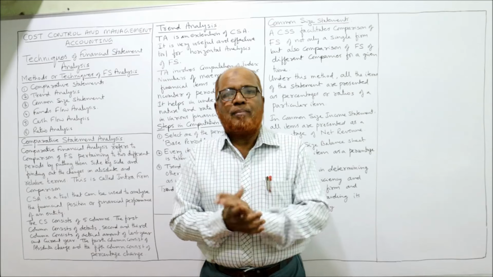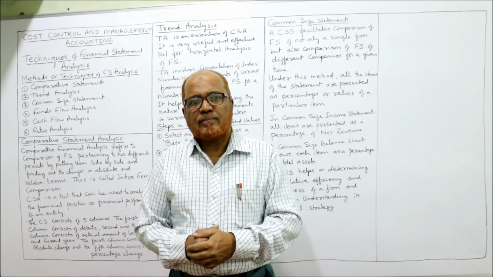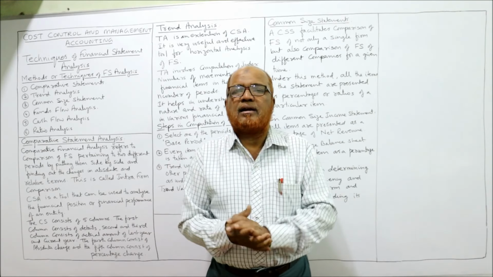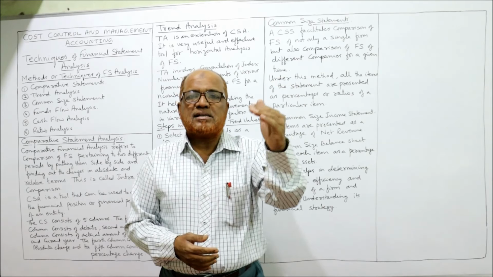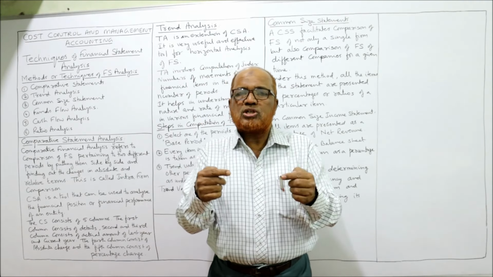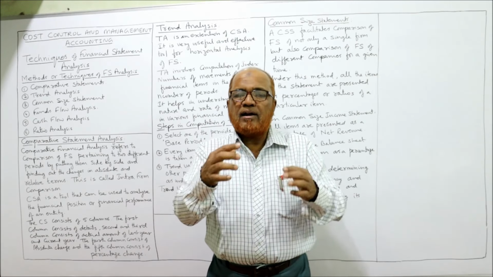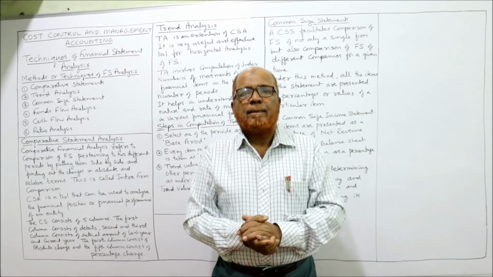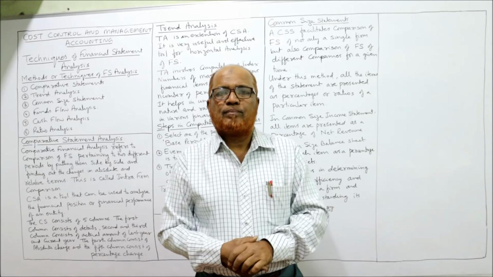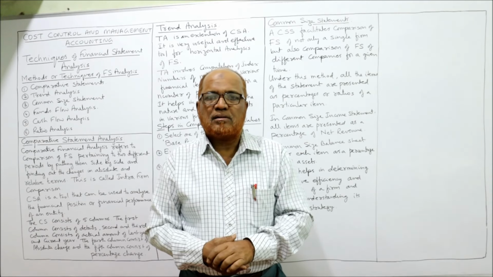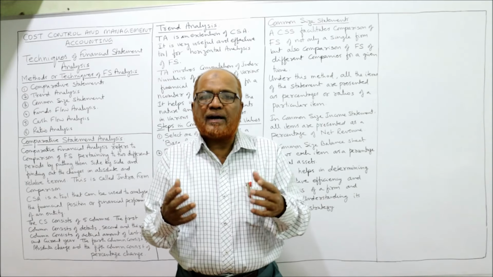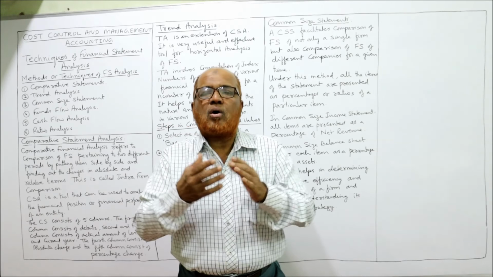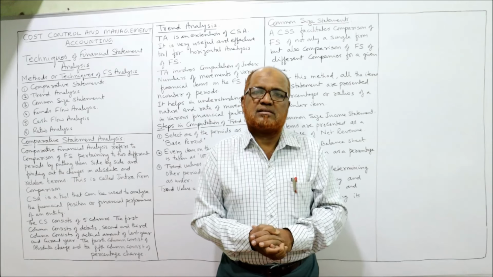For example, in the balance sheet, we will have assets and liabilities. We have different types of assets, current assets, and also different types of liabilities, current liabilities. We make a relationship between current assets and current liabilities and find out some information about the liquidity position of the business. Similarly, in the profit and loss account, we make a relationship between gross profit and sales, net profit and sales, to find out the gross profit ratio and the net profit ratio. All these things are called financial statement analysis.